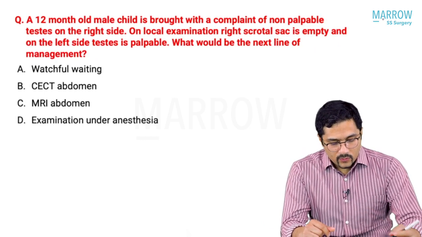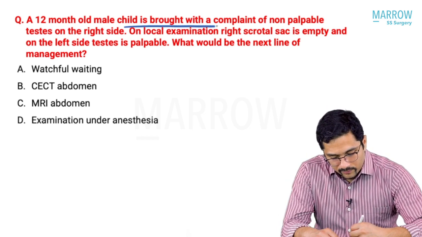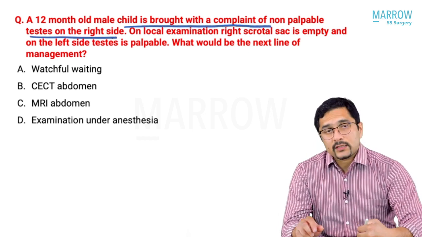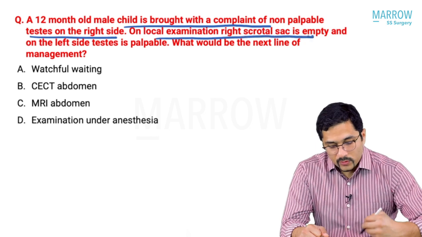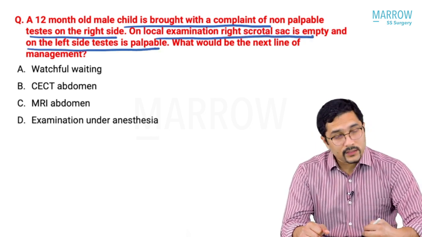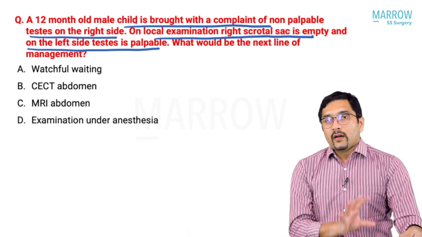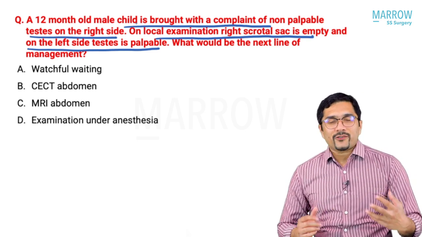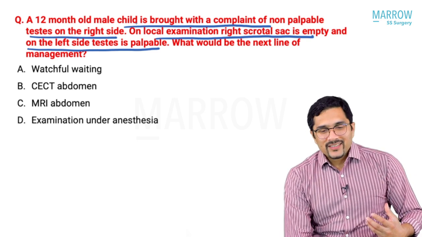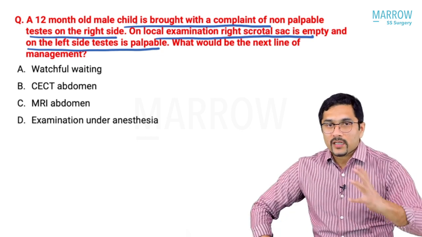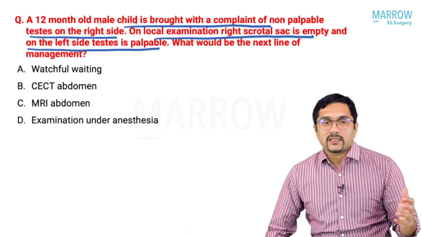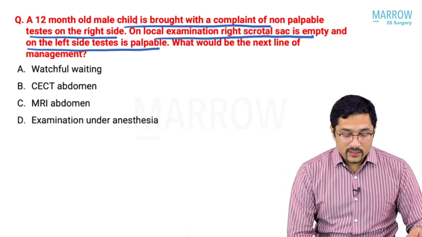A 12-month-old male child is brought with complaints of non-palpable testis on the right side. On local examination, the right scrotal sac is empty and the left testis is palpable. So you have undescended testis. You can see lots of questions from pediatric surgery. That is what students were saying, that there were lots and lots of questions from congenital disorders, from pediatric surgery disorders, this time in the general surgery part.